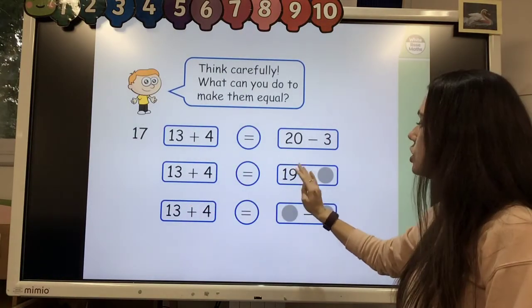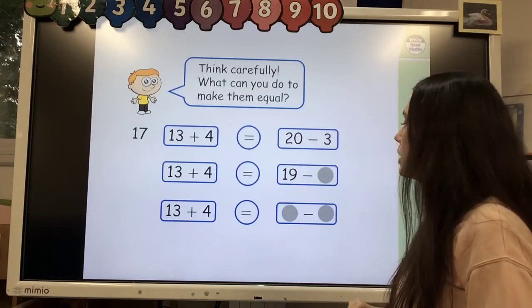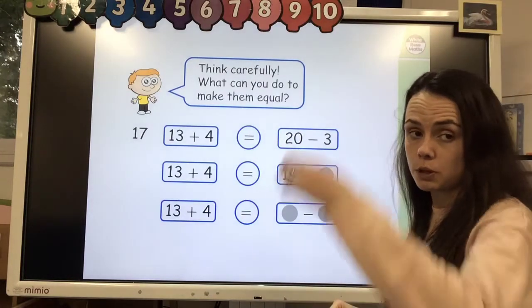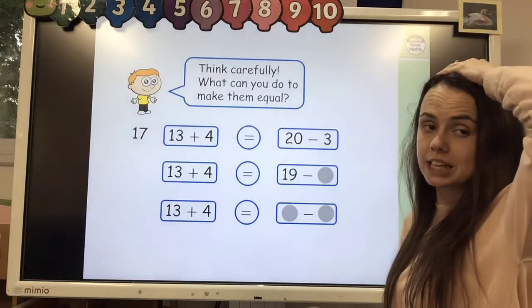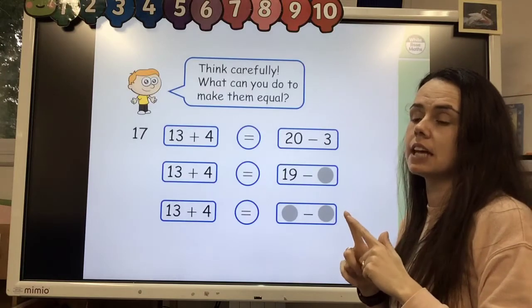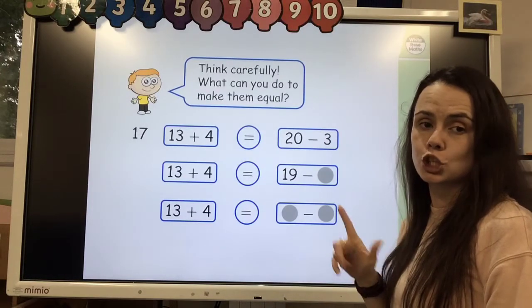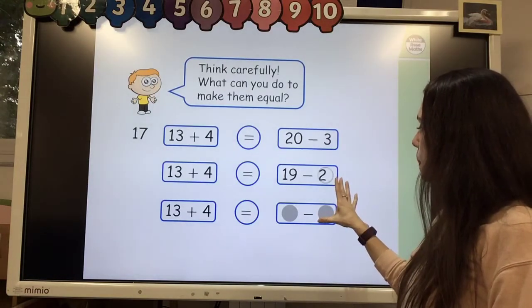And this time we've got 19 take away something. So we've got 19 and I want to get to 17. So I need to put 19 in my head and count back till I get to 17. So 19, 18, 17. How many have I taken away? 2. Well done. So the answer will be 2.